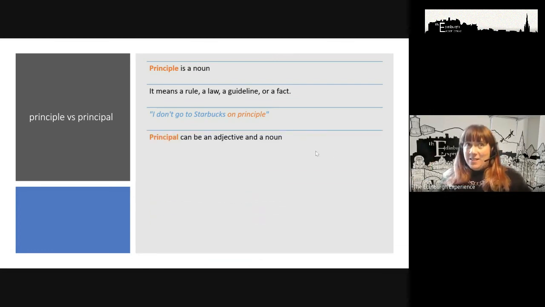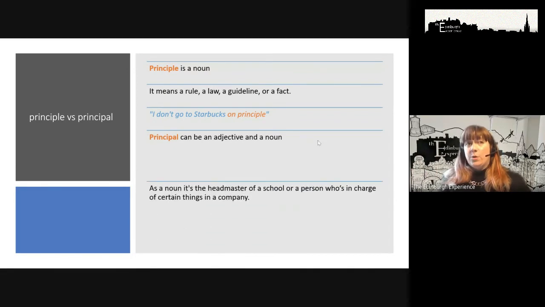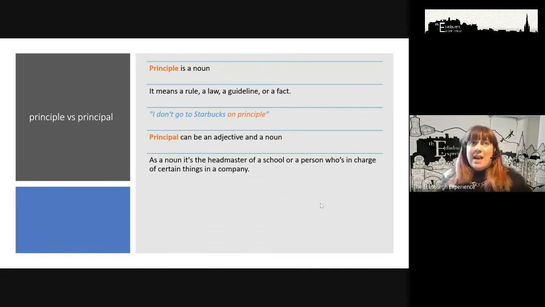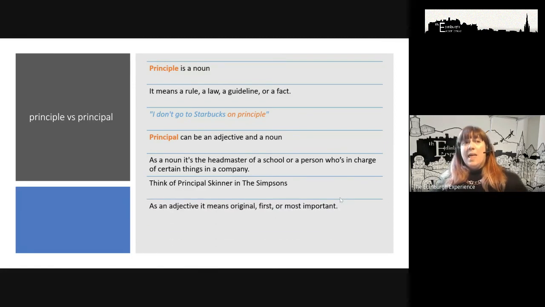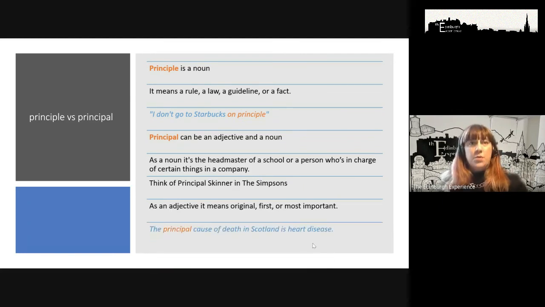Principal, PAL, can be both an adjective and a noun. If it's a noun, it means the headmaster or mistress of a school or a person who's in charge of particular things in a company. So if you think, for example, in the cartoon The Simpsons, you have Principal Skinner. So that's a good example of PAL. Principal as headmaster is a word they use in American English, not in British English. When it's an adjective, it means original or the first or the most important. So the principal cause of death in Scotland, the main cause, is heart disease.